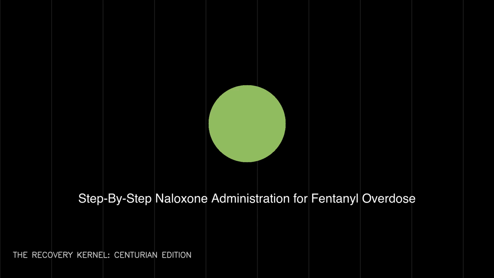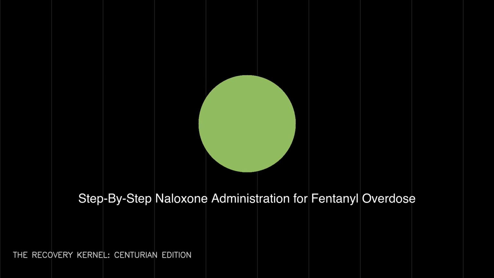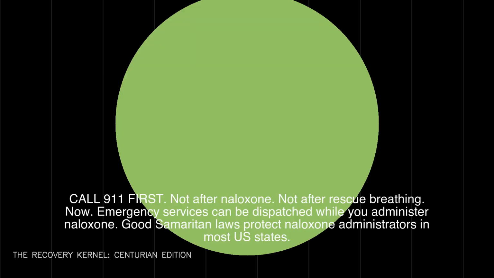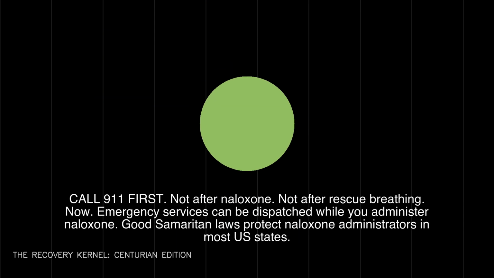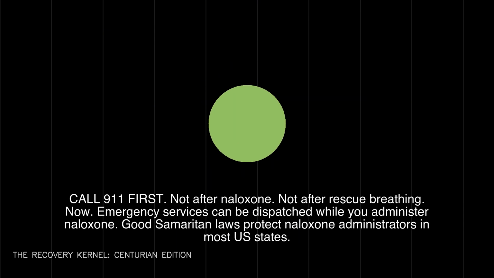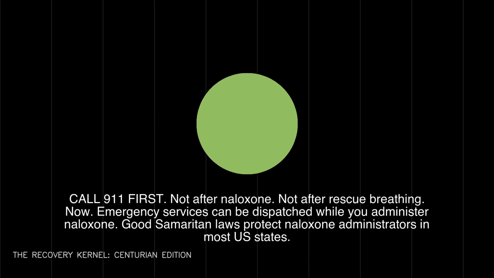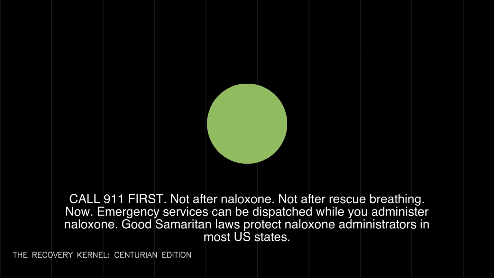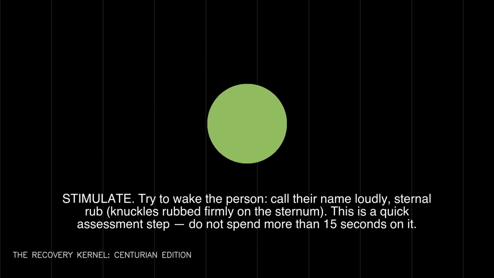Stimulate. Try to wake the person, call their name loudly, sternal rub: knuckles rubbed firmly on the sternum. This is a quick assessment step, do not spend more than 15 seconds on it. Recovery position. Roll the person onto their side to prevent aspiration of vomit.